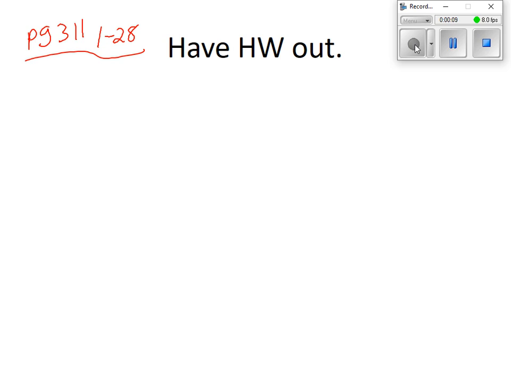On page 311, we're going to go through a few of these, then we're going to add some other stuff to the notes, then we're going to add on to this assignment.